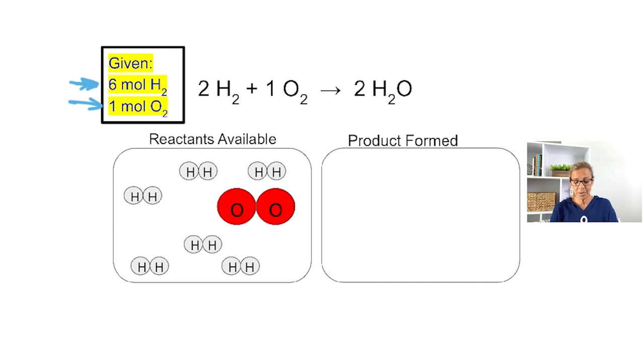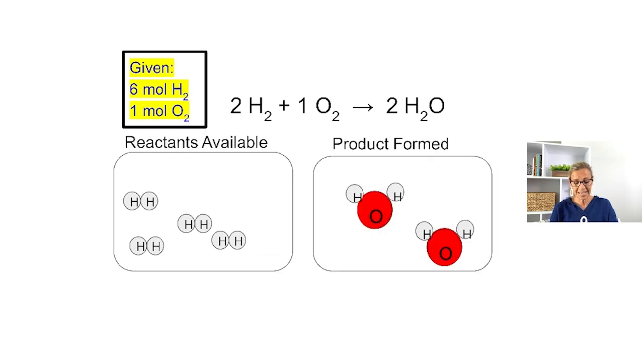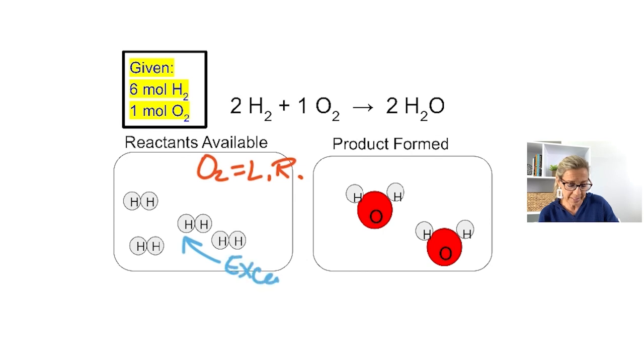So let me show you what happens in this reaction. When we're done, we have 2 water molecules and we have a bunch of hydrogen left over. So guess what the limiting reactant was? In this reaction, oxygen was the limiting reactant, and I like to abbreviate LR for limiting reactant. And then the hydrogen, do you notice we had some left over? This is what we call excess.